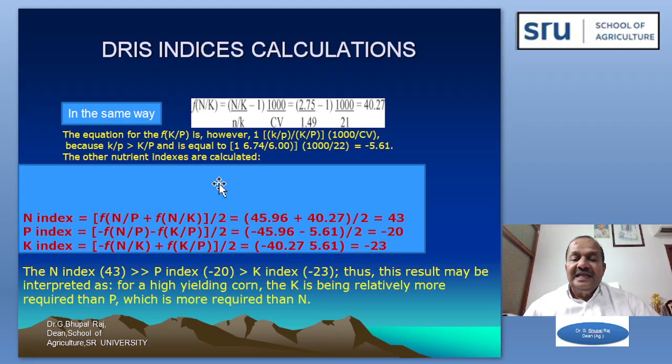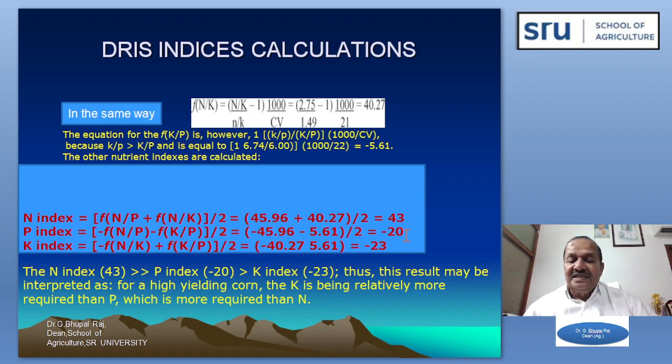Then the N by P value we have taken, 45.96, we give the minus value. And similarly 40.27, this is the phosphorus index. Of course, the K by P value you have calculated is 5.6. So two ratios give -20. Similarly, the K index: N by K value here is 40.27 and K by P value 5.6, and it gives -23. So the NPK index for these three ratios: nitrogen is positive 43, phosphorus is -20, potash is -23.